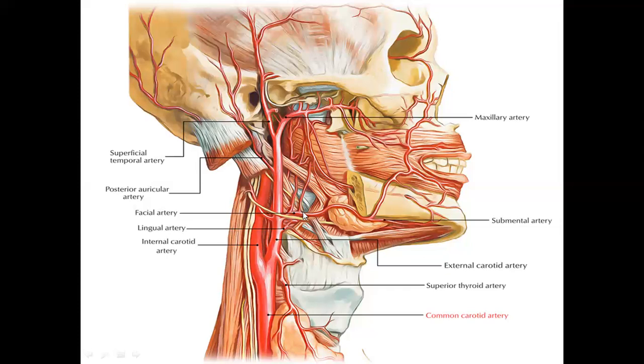Then the facial artery moves forward after giving the ascending palatine and tonsillar branch. It moves forward and grooves over the submandibular gland. It gives three or four glandular branches to the submandibular gland, and also supplies the submandibular lymph nodes, and the skin and fascia over the submandibular region.